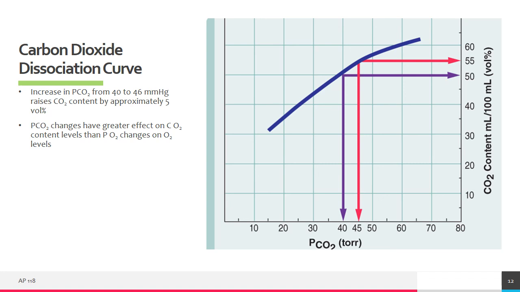This means that compared with the oxyhemoglobin dissociation curve, there is a more direct relationship between the partial pressure, or PCO2, and the amount of CO2, or CO2 content, in the blood. For example, when the PCO2 increases from 40 to 46 between arterial and venous blood, the CO2 content also increases by about the same amount. The same partial pressure change of oxygen would increase the oxygen content only a small amount.